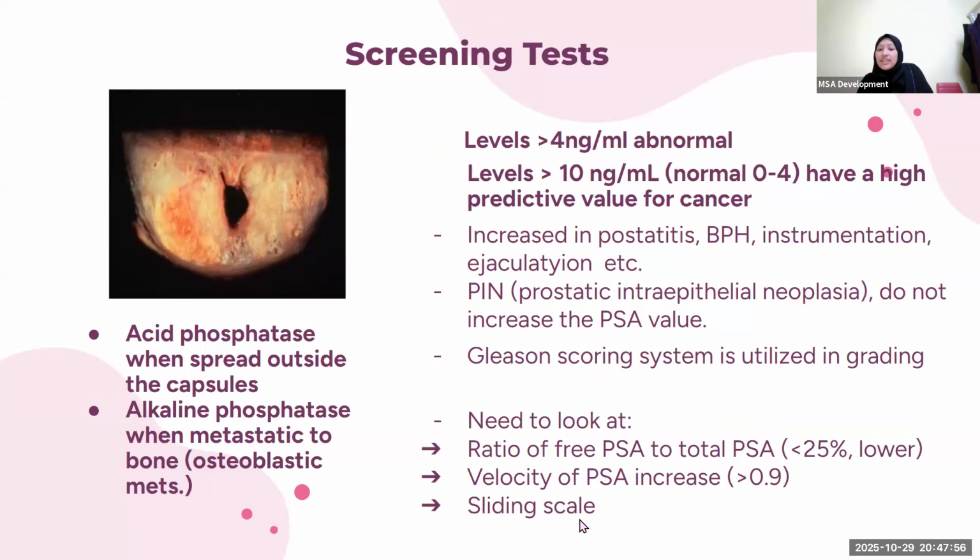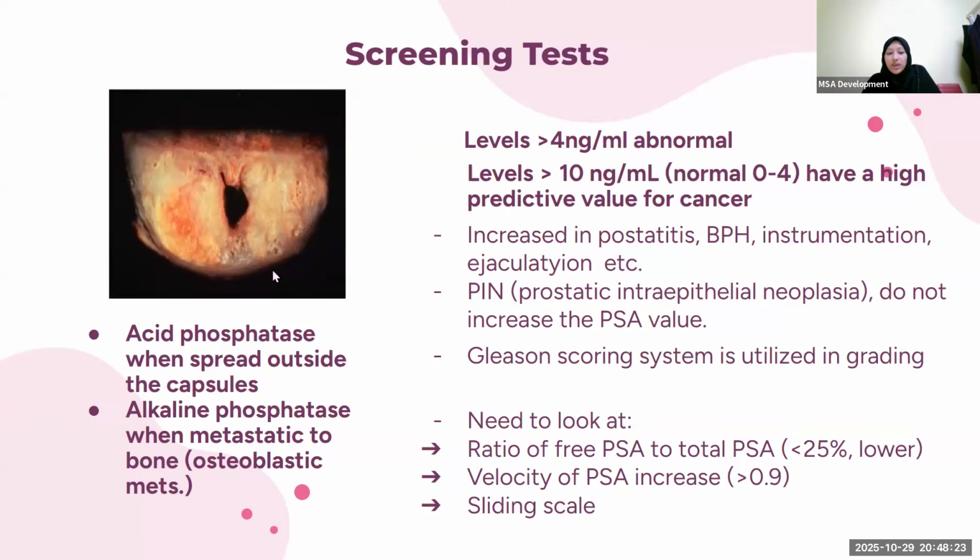And sliding scale. Sliding scale means adjusting the PSA level for age. If someone is 60 and someone is 30, you adjust the PSA level you see according to their normal age groups, because sometimes it can be more than 4 but is normal in older adults, since it increases with age.